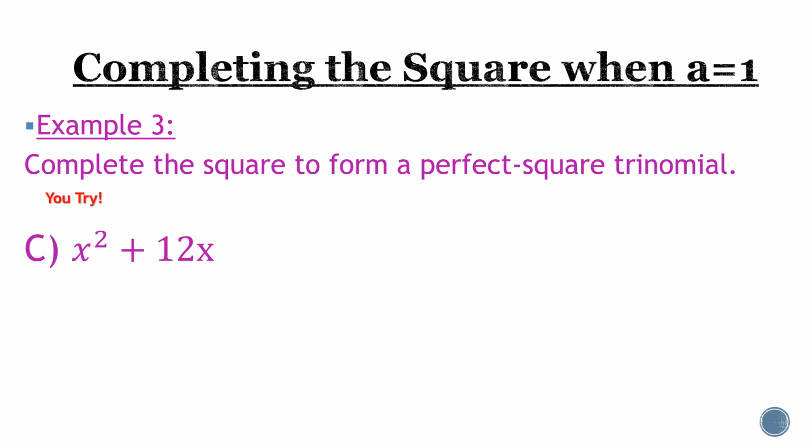This is our third example, in which case I want you to give it a try. But again, we're just completing the square to form a perfect square trinomial. So we're given x squared plus 12x, in which case my a value is still 1 and my b value is 12. Go ahead and utilize our equation b divided by 2 squared. I'll give you a moment.